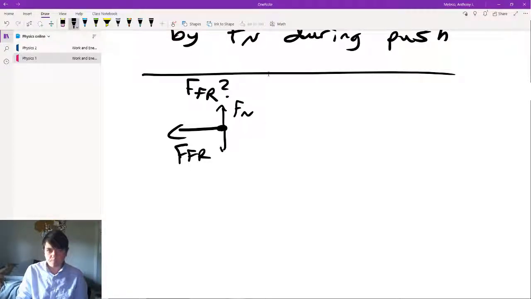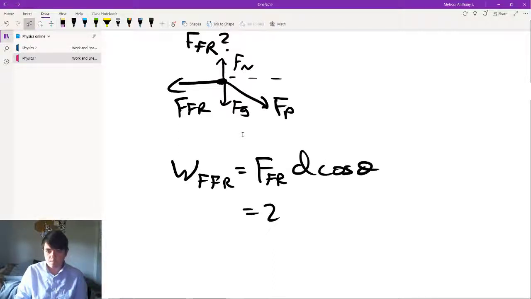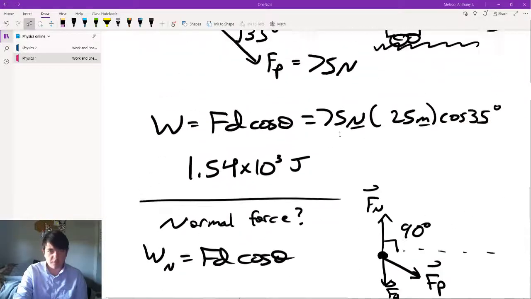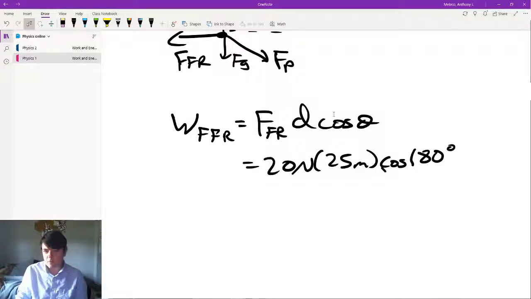Okay. So our complete free body diagram in this instance would look like this. Okay. So the direction of the displacement, which is to the right, and the force of friction point in completely opposite directions. So the work of friction would then be force of friction times d times cosine theta. They tell us this guy's 20 newtons. This guy was 28, or wait, 25. 28 was the previous one. And then cosine of 180 degrees. And this guy is -1, right? So we're going to get negative work here.